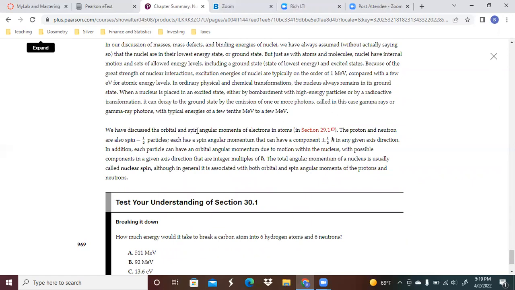As we've discussed, the orbital and spin angular momentum of electrons in atoms, the proton and neutron are also spin 1/2 particles. Each has a spin angular momentum that has a component of plus or minus 1/2 h bar in any given axis direction. In addition, each particle can have an orbital angular momentum due to the motion within the nucleus, with possible components in a given axis direction that are integer multiples of h bar. The total angular momentum of a nucleus is usually called nuclear spin, although in general it's associated with both orbital and spin angular momenta of the protons and neutrons.